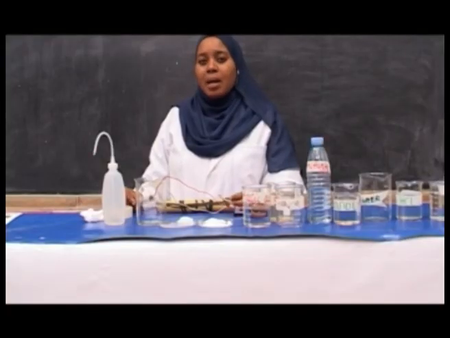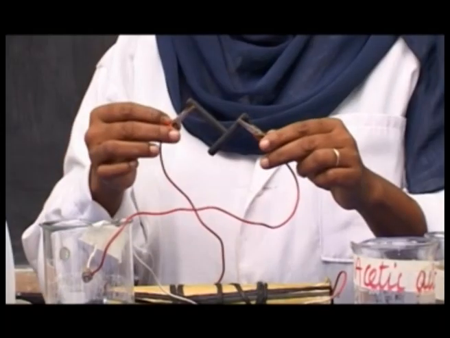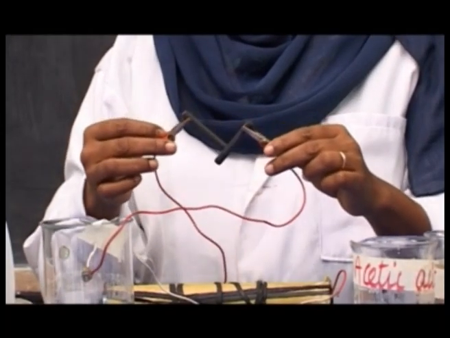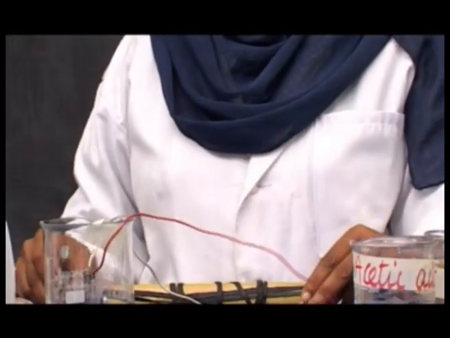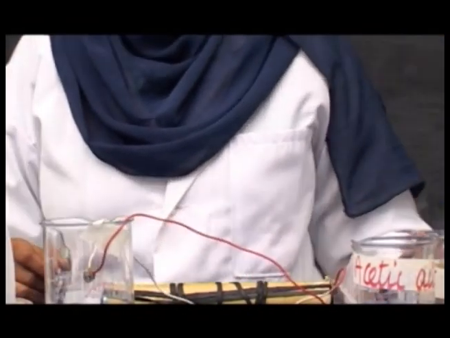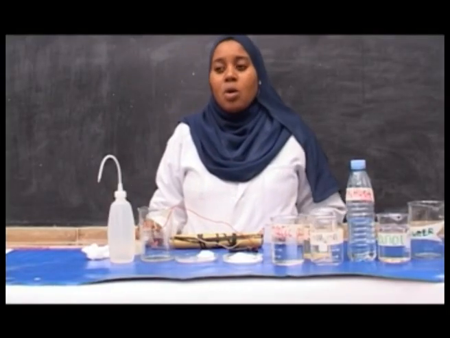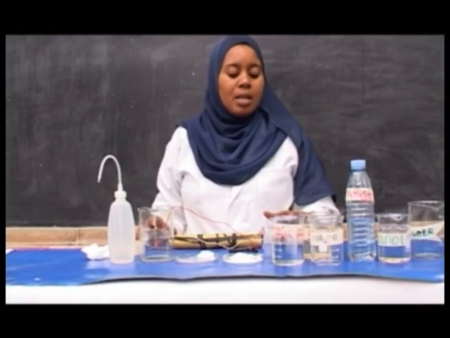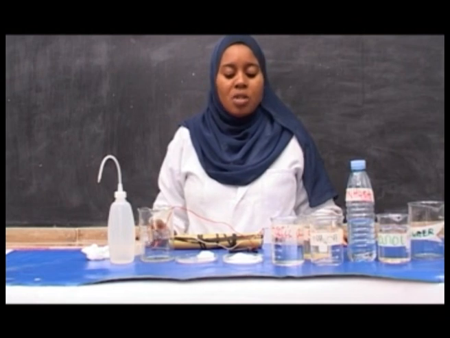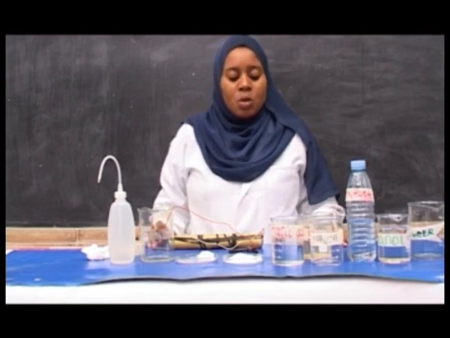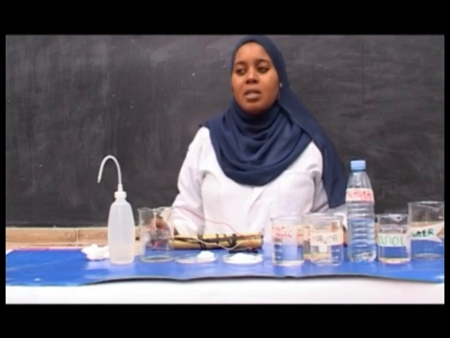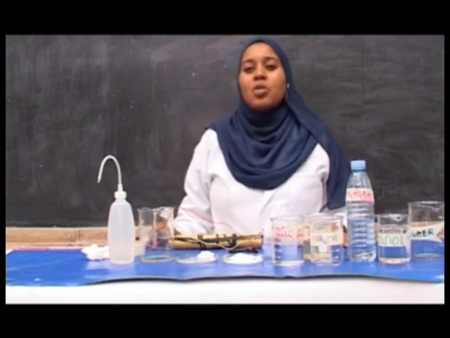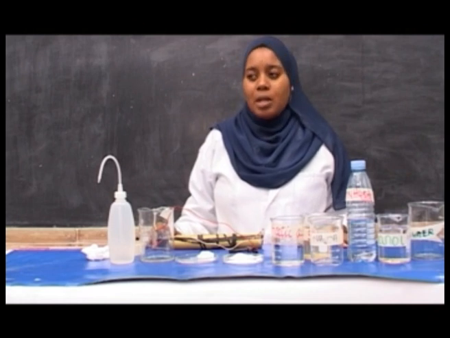Test if the bulb will glow by touching the electrodes to one another. By doing this, we see that our bulb is glowing. After doing so, we start by testing our materials to observe their properties, whether they are weak electrolyte, non-electrolyte, or strong electrolyte.